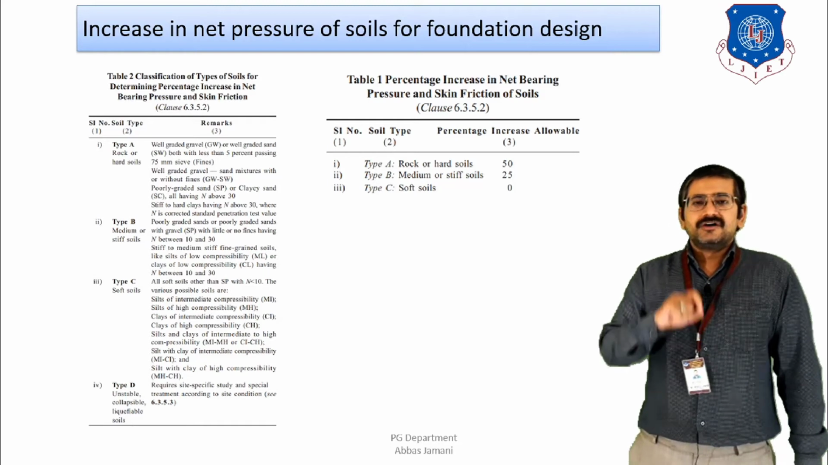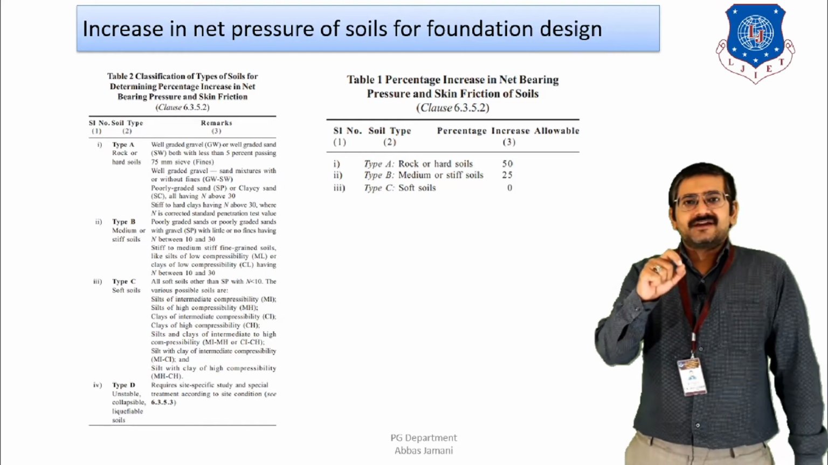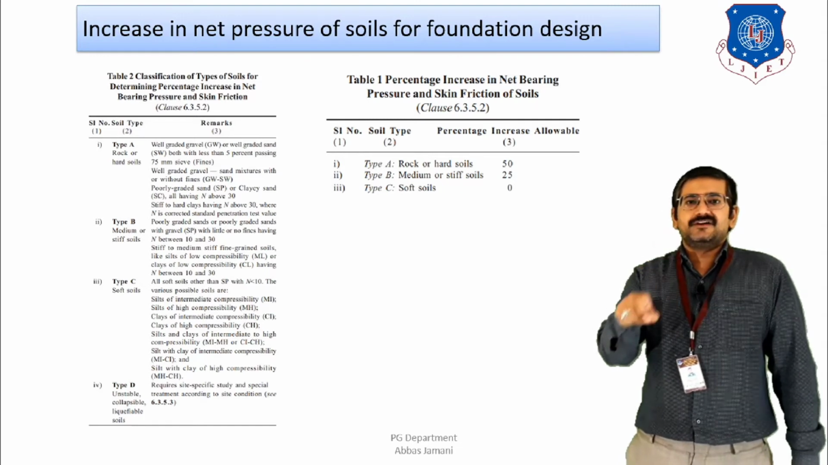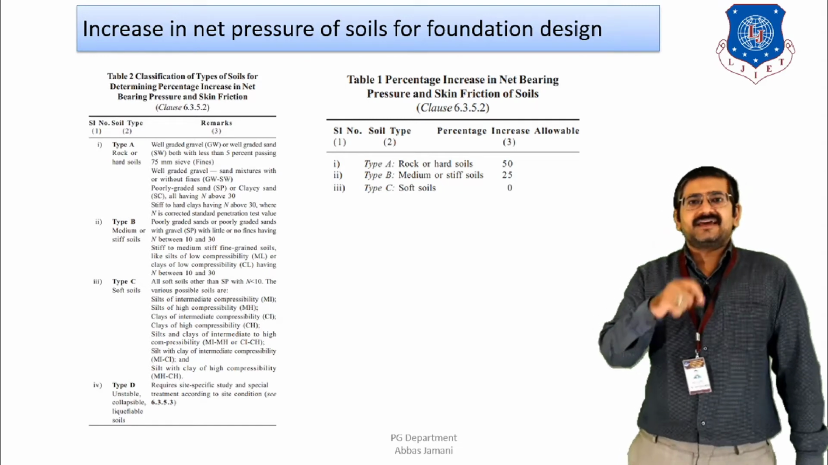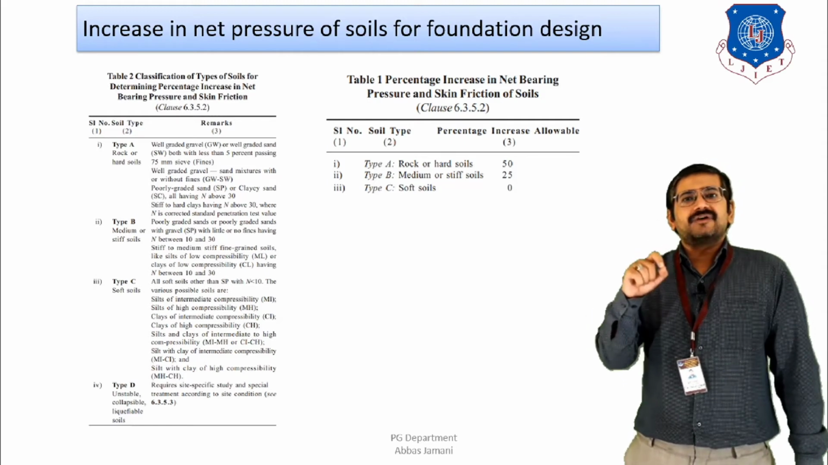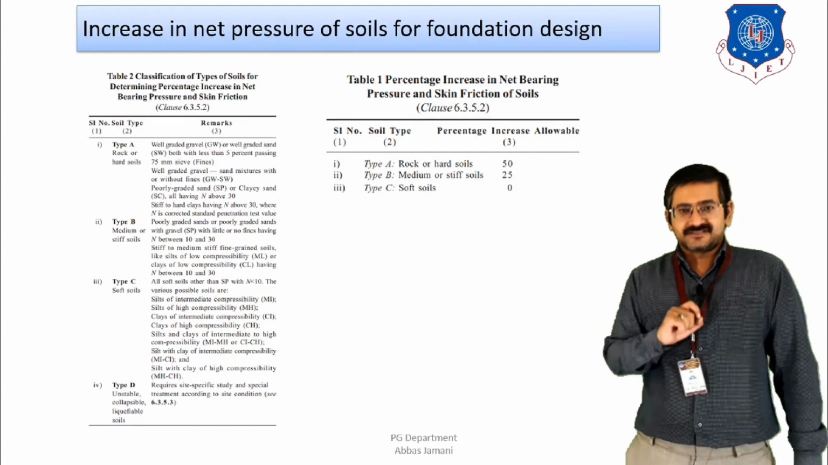Right? So what the code is telling is that if you are considering the load for the gravity cases, that is dead plus live, then no increase in the value of SBC has to be taken. For example, my SBC is 100 and my load is 800. Then area required is equal to 800 by 100, that is equal to 8 meters square.